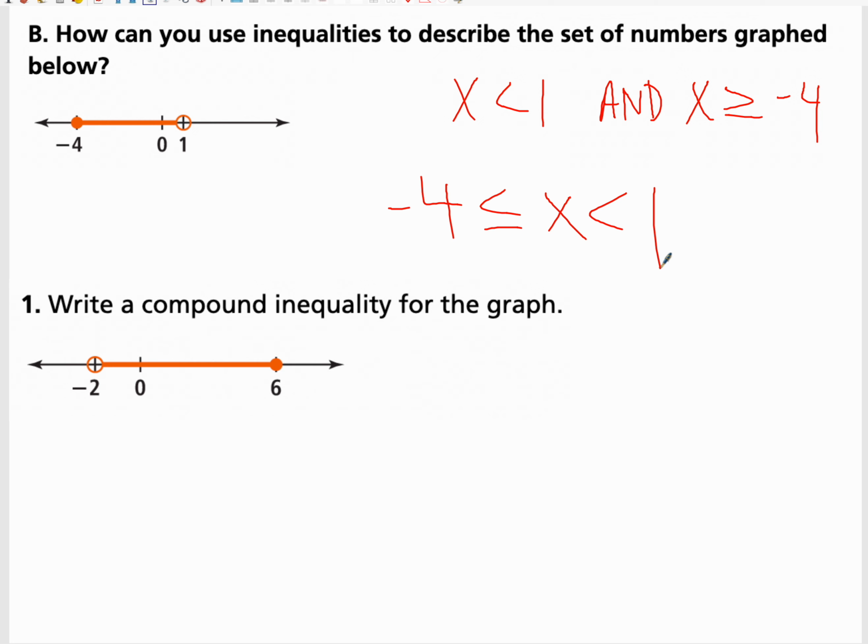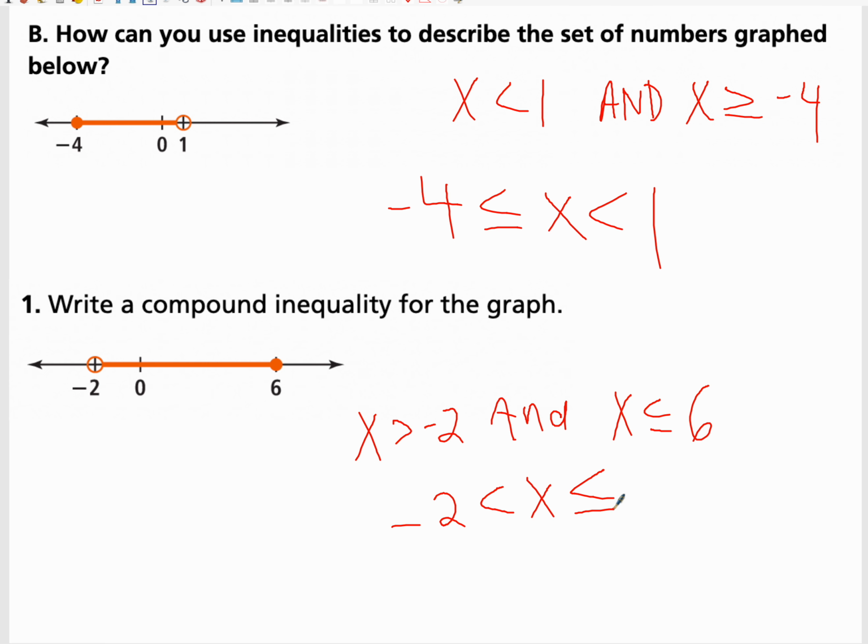All right, let's do this one. Write a compound inequality. Cooper. X is greater than -2, and X is less than or equal to 6. I like it. That's one way of writing it. How else could we write it? Bennett. -2 is less than x, and x is less than or equal to 6. There we go.